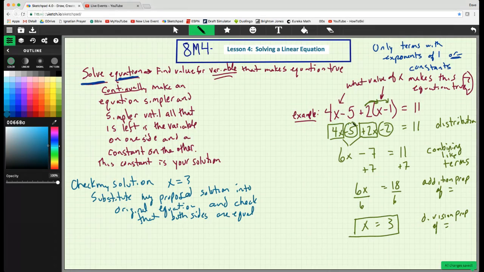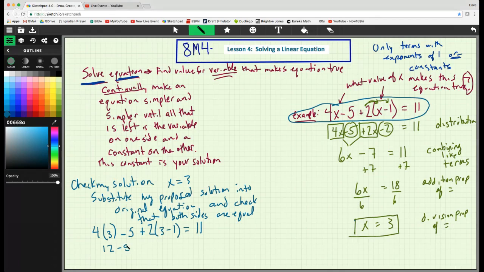Then I know I have a true equation. So I'm going to come back up here and rewrite this, but instead of writing x, I'm going to put a 3 in. So I'm going to say 4 times 3 minus 5 plus 2 times 3 minus 1 equals 11. So we're going to check and see if that works. So 4 times 3 is 12 minus 5 plus, 3 minus 1, I have to do that first, 2 times 2.